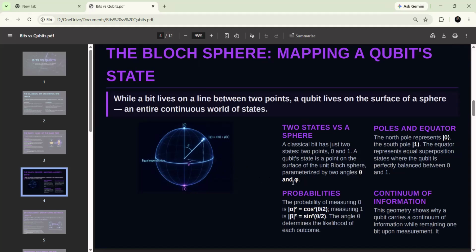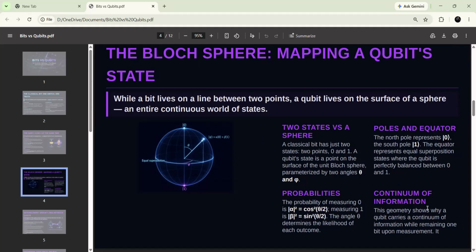The next one is probabilities. We have ket 0 and ket 1 now. If you measure the probability of ket 0 and ket 1 at the equator, we are going to have equal probabilities. And also here we have theta. So you can see the theta. This theta is the angle which is going to determine the likelihood of each outcome.